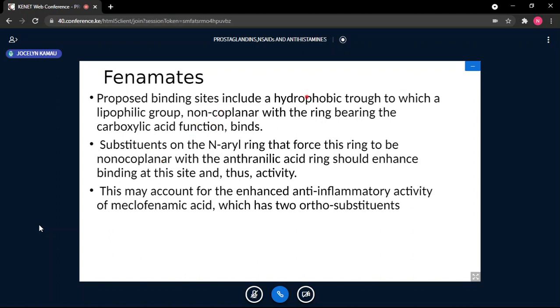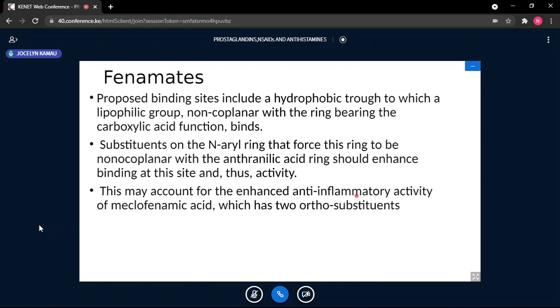So we have already mentioned this. We have two areas: the two hydrophobic areas, which we are calling the trough, and the carboxylic group. Those are the areas to bind, but there must be non-coplanarity. Substituents of the N-aryl ring that force this ring to be non-coplanar with the anthranilic acid ring should enhance binding at this site and thus activity.